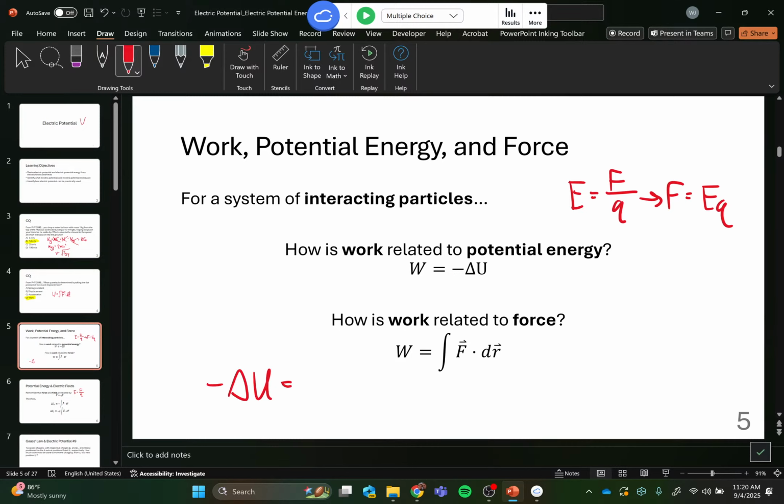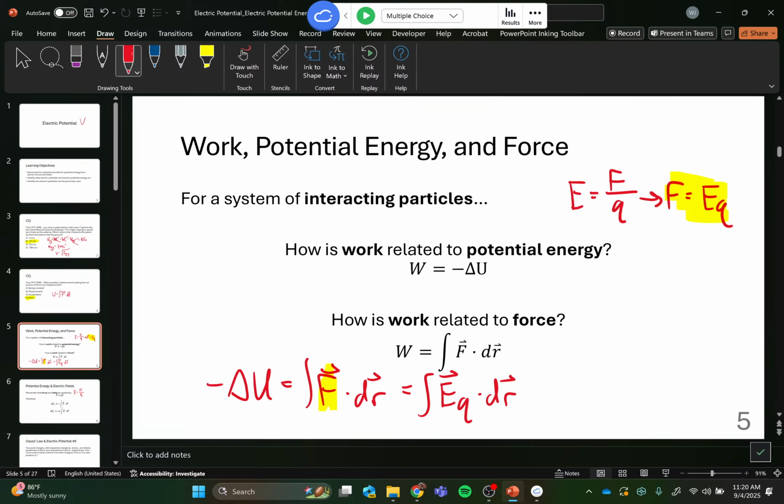So negative change in potential equals the integral of F dot dr. Through the magic of substitution, we take this and we put it here. And so it turns out that the negative change in potential equals the integral of EQ, E is a vector, dot dr. And that's what the next slide shows.